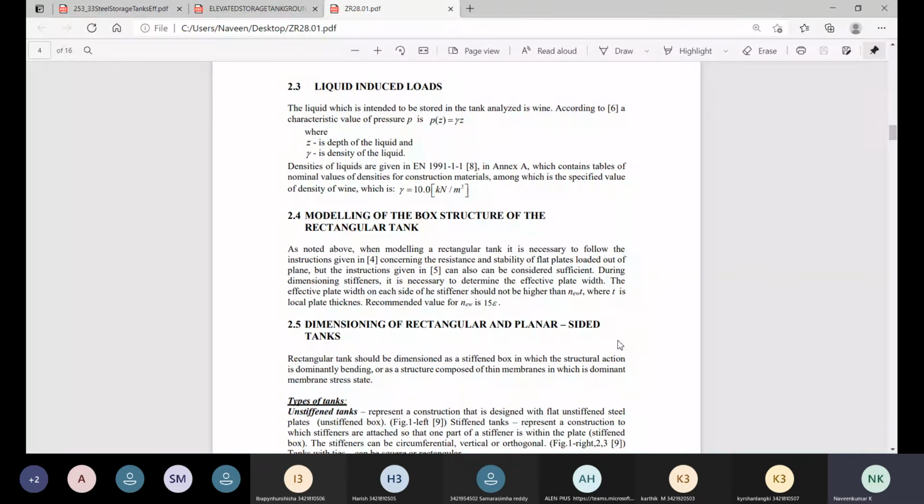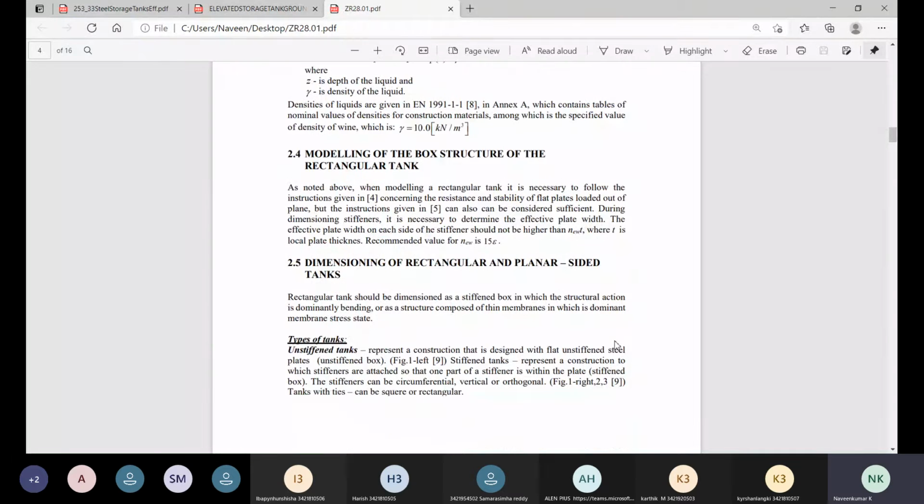While choosing the flat plate, the thickness, okay, you should consider the local flat plate thickness as well as the strain value, 15 epsilon. Okay, so this is the thing you're going to do.